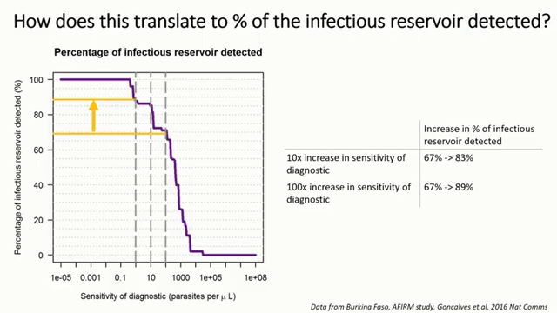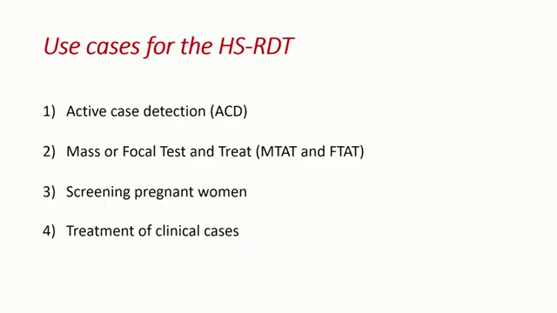By having a 10 times increase, going to about 10 parasites per microliter, this takes us to about 83% of the infectious reservoir detected. And then a 100 times improvement in sensitivity takes you to 89% of the infectious reservoir detected. So even though these individuals may be slightly less infectious, by going to higher sensitivity diagnostics, you are still increasing the proportion of the infectious reservoir that you're picking up.